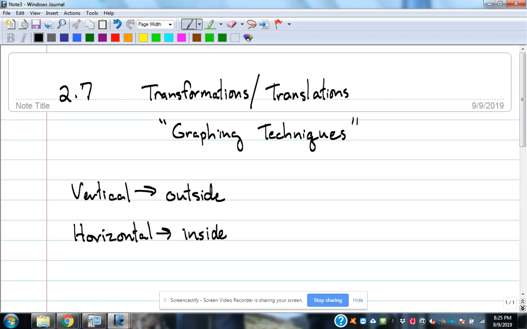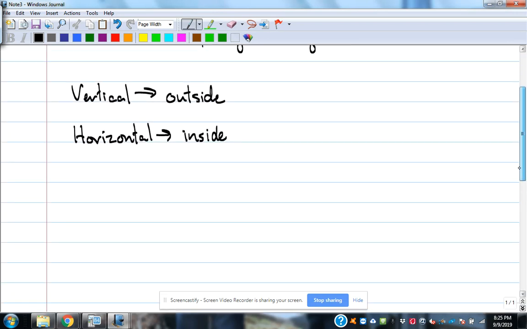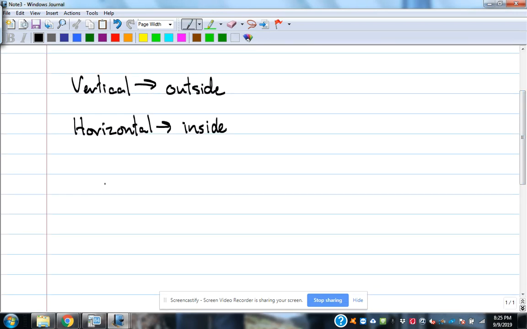Horizontal things happen on the inside. So that's taking a graph and shifting to the right or to the left. And it's also taking it and compressing it or stretching it horizontally, okay, or flipping it across the y-axis is a horizontal movement. So vertical things happen on the outside. Horizontal things happen on the inside. If you'll keep that in mind as we go through this, I think you'll start to see a pattern that's developing, okay? So let's start with vertical stretch.